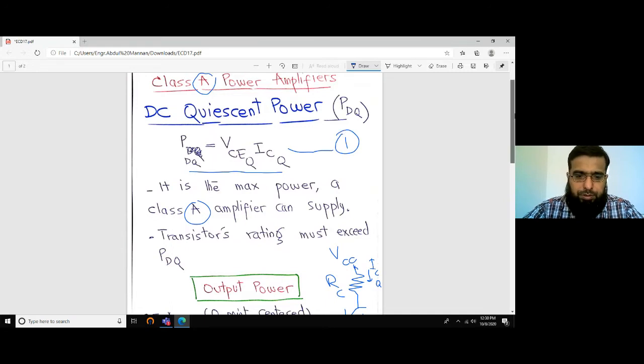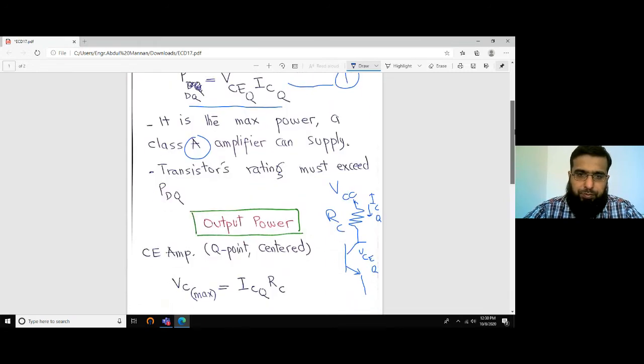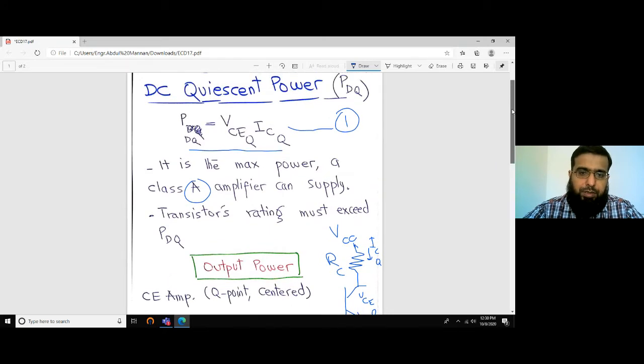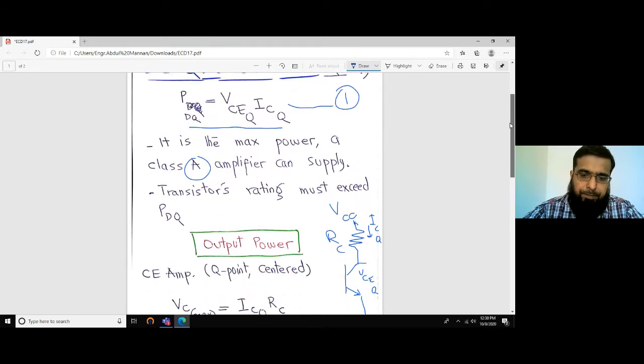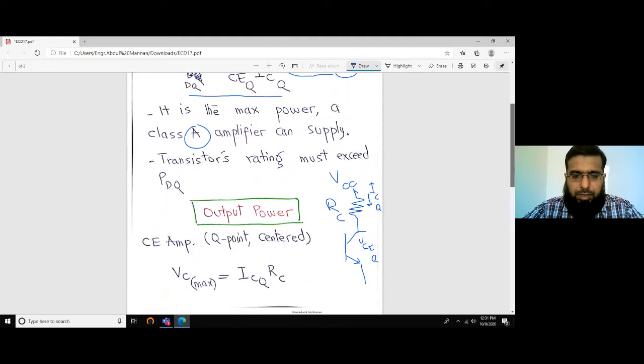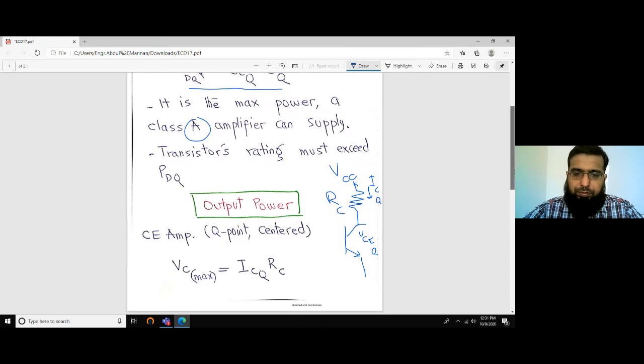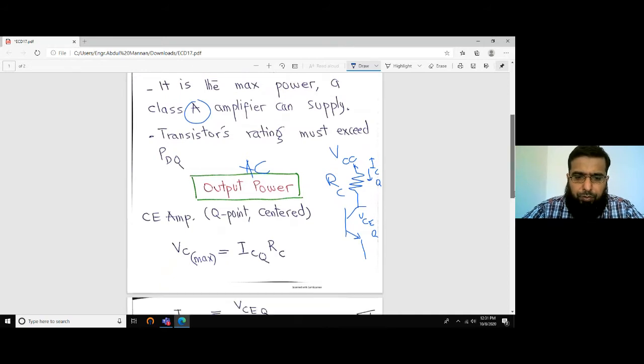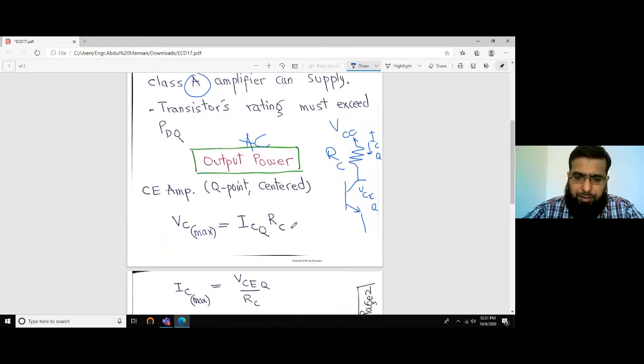So we'll actually study one more equation before we compute the efficiency of a class A amplifier. The DC quiescent power PDQ is the first item we have studied up till now. The second thing is, for a common emitter amplifier, we will study the maximum output power, VC max. This is the maximum output AC power. In fact, VC max is ICQ times RC.